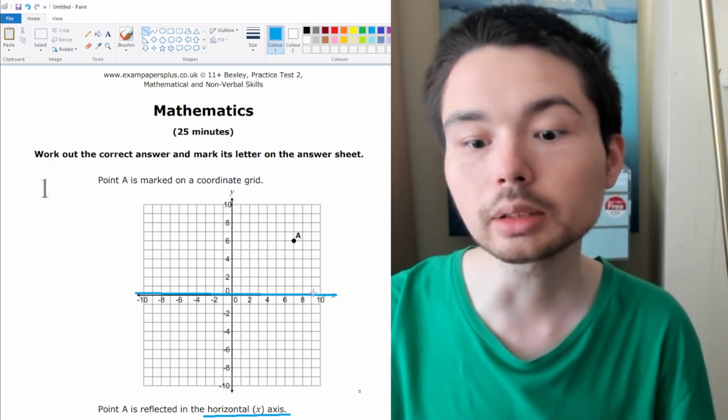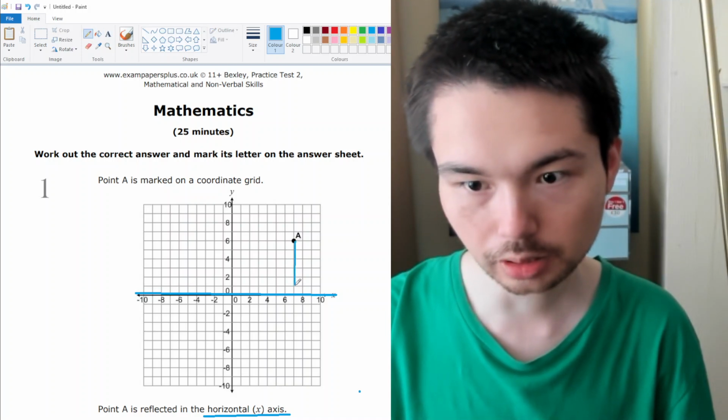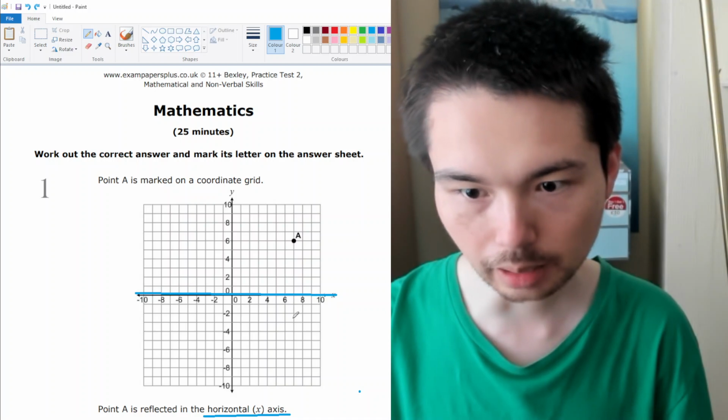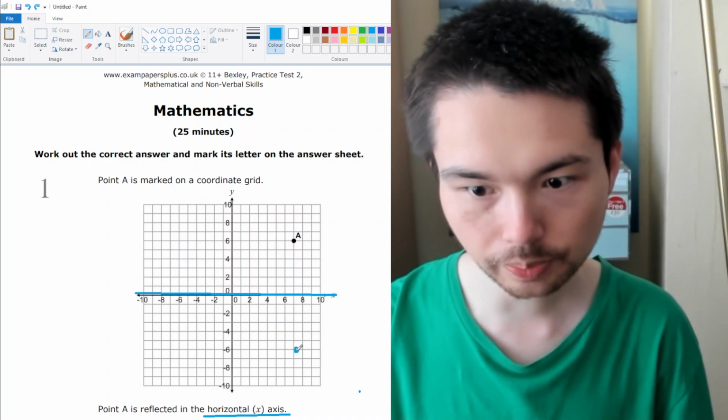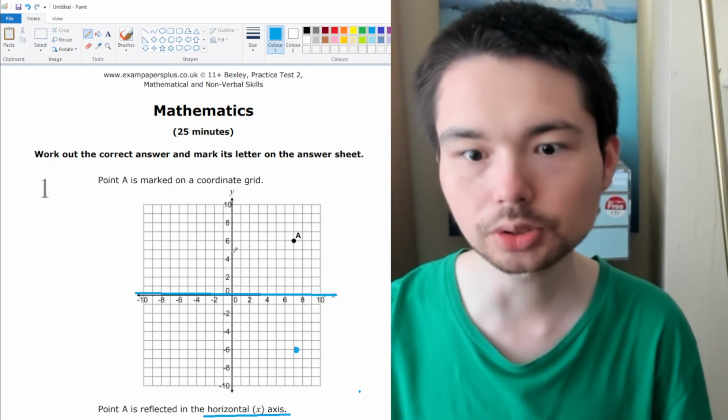You see the blue line? That is the mirror line. This bit, that's a gap of 6, as you can see. So really, we need a gap of 6 here. We're going from 6 to -6. Put a dot there. And then it's saying to you, it's then reflected in the vertical y-axis.